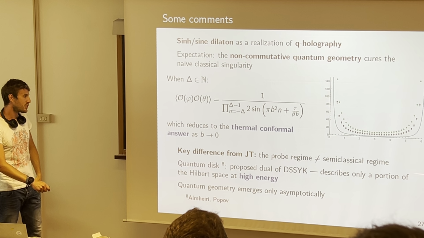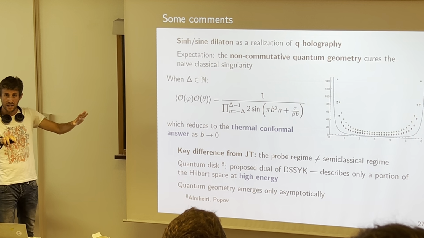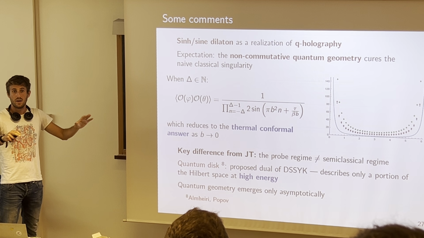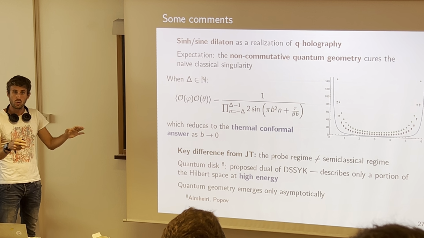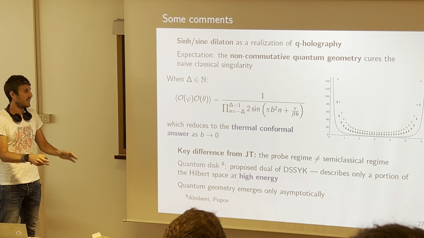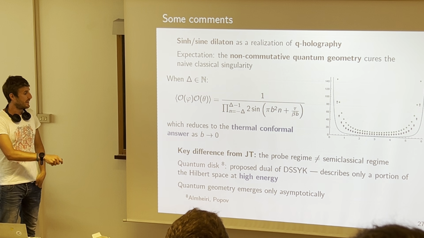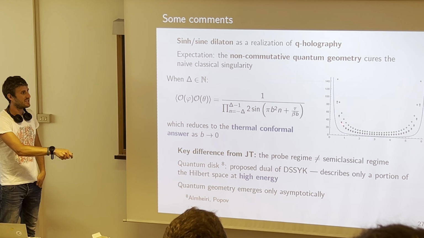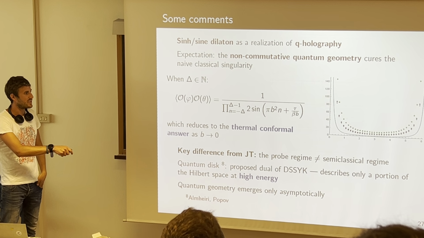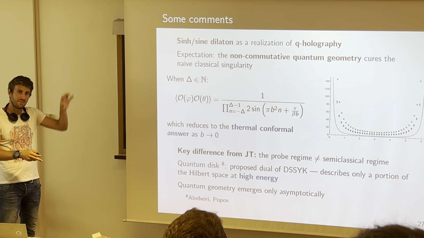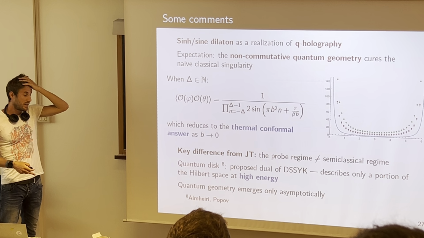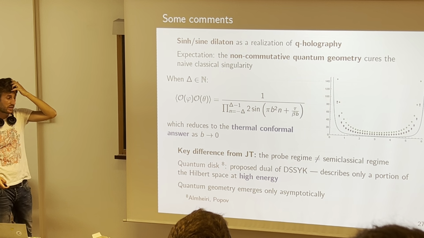So there's a portion of the Hilbert space at high energies where this quantum geometry appears, and the probe can feel this quantum geometry. But as we go deep into the bulk, these singularities are in some sense not there. So the full quantum gravitational description is not given just by this quantum geometry. It's something that appears only asymptotically. This is the interpretation that we are giving, but we are still thinking about that.